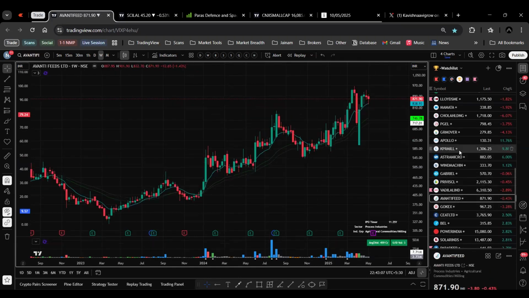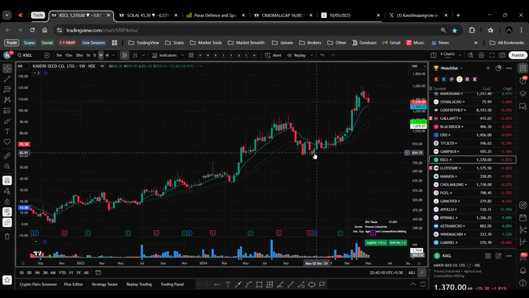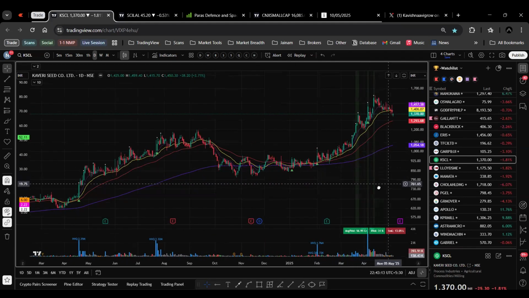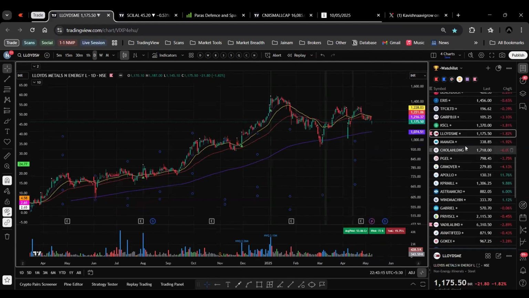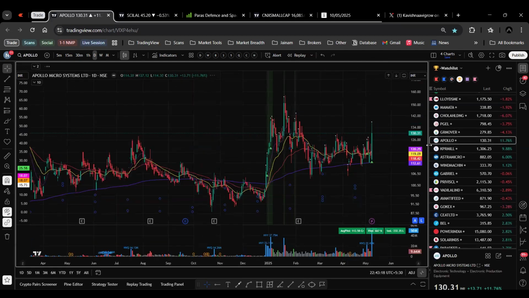Avanti Feed. I think we were at KSCL. Yeah. Again, needs a lot of work. Then Apollo needs a... this is choppy because last stage leg.